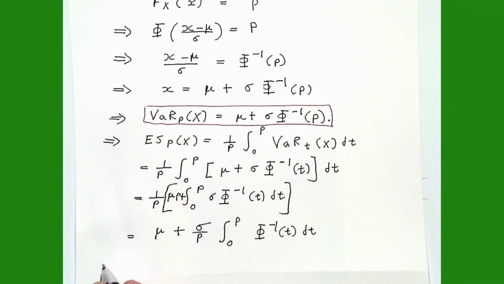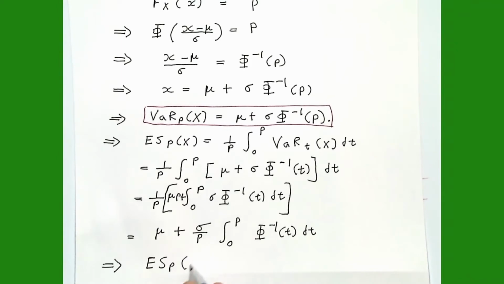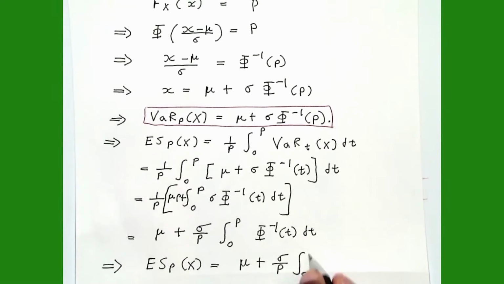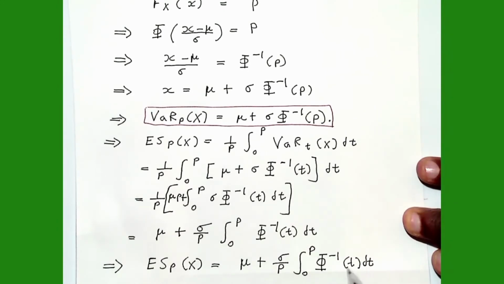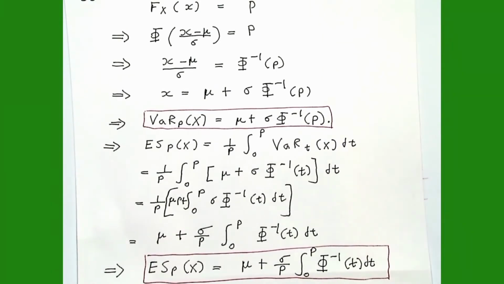So hence what we have shown is the following. We have shown that the expected shortfall of X at p is given by this. Okay. So let me highlight this. Okay, so this is example 1.